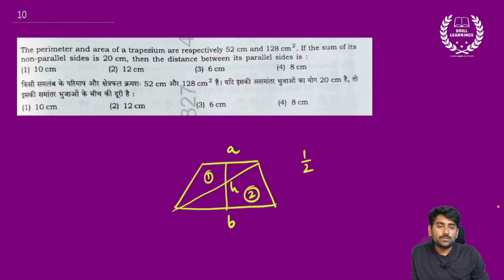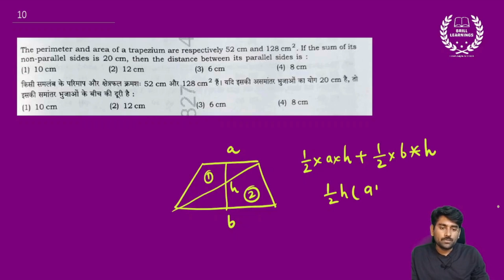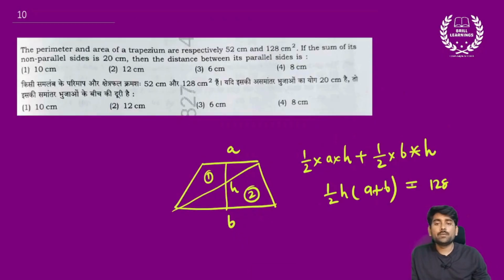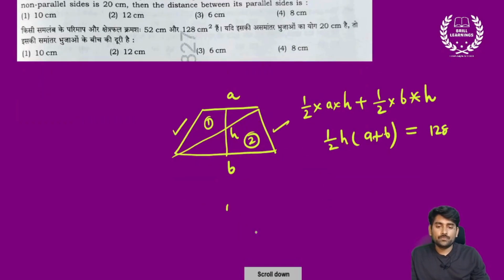Okay, so the first triangle is half into base into height. For the second triangle, the base is B and the height is H. Take common half into H. I am left with A plus B, which is equal to 128 centimeter square. And one more value they have given. What is that? The perimeter. And the sum of the non-parallel sides. Non-parallel sides means these two lines. They have given the perimeter, total length is 52. If I subtract the 20 centimeter non-parallel sides sum, I am left with 32.